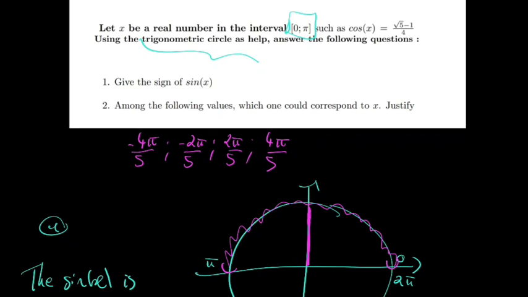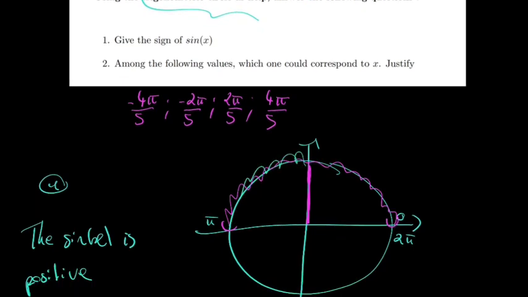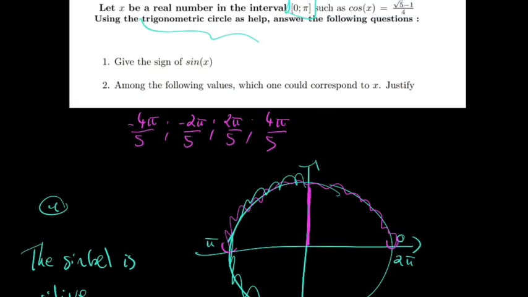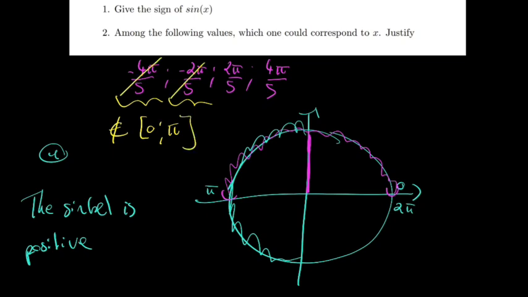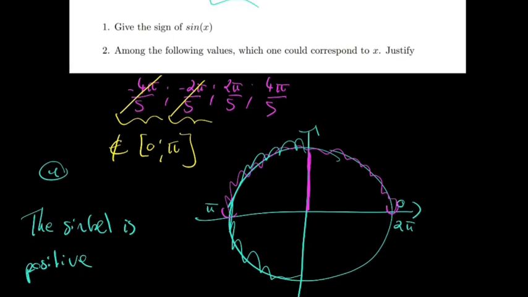For instance, we cannot have x on this zone because here the cosinus would be negative, and so we can delete some values. For instance, those two values here are not in the interval 0 pi, and so we cannot use those values. Then we are left with two values, 2 pi over 5 and 4 pi over 5.